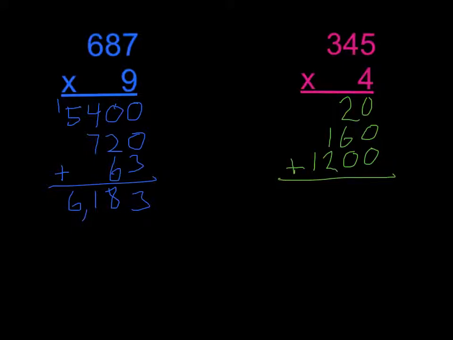We're going to add that up. We have 0 plus 0 plus 0 is 0. 2 plus 6 is 8. 2 plus 1 is 3. And 1 plus 0 is 1. We get 1,380. So 4 times 345 is 1,380.